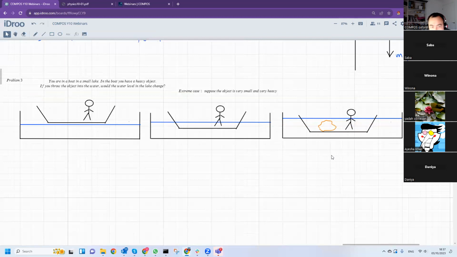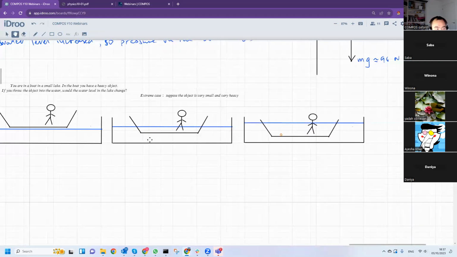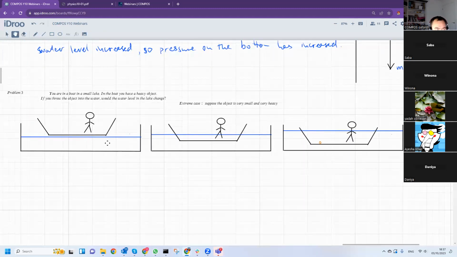Okay? But remember, the object is very small. The object is very small, but very heavy. Okay? So do you understand the sequence? So we have the boat is out of the water. We put the boat into the water, the water level rises. Now we put a rock into the boat and the water level rises even more. Okay?